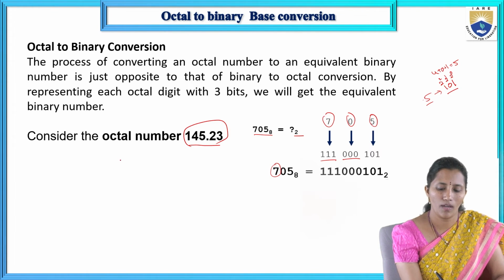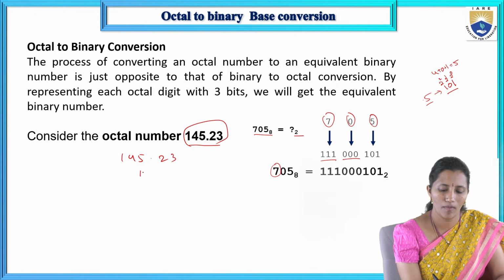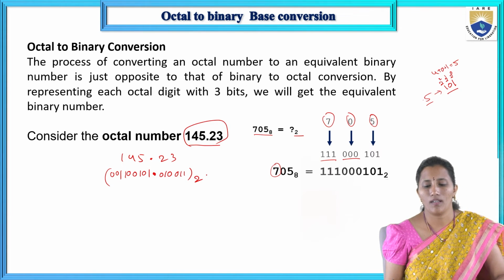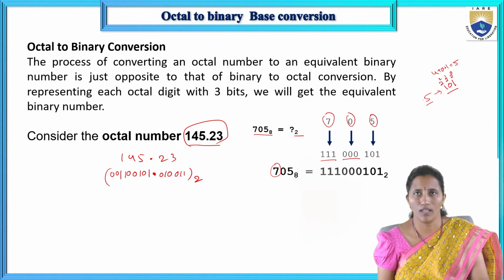Here 145.23. So 5 will be represented by 101. This is the octal point. 4 is 100 and 1 is 001. After the octal point we have 2, which is represented by the equivalent 010. And 3 is 011. So this is an example of octal to binary base conversion.